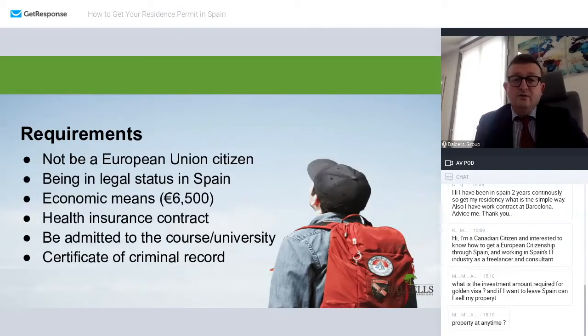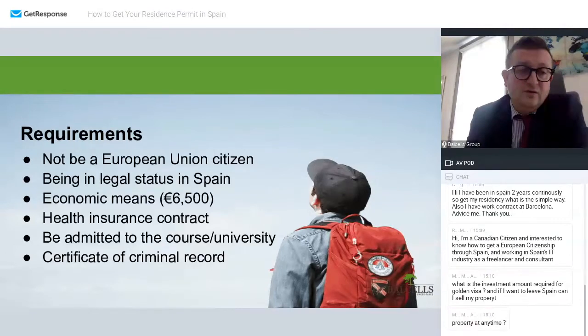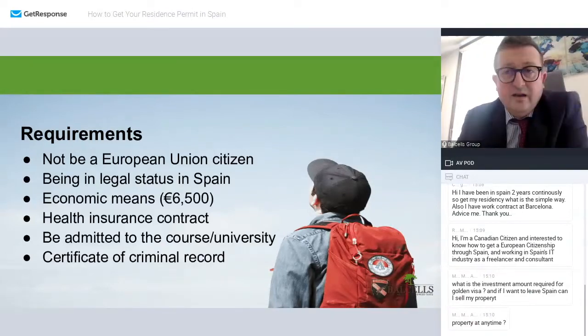What do they require? Not to be European, to have economical means, it's around €6,500, to have private insurance licensed in Spain, €80 approximately, and to be admitted in a course or university of more than 20 hours per week. It's very important, because if it's less, they don't consider it enough to give an authorization to study in our country, in Spain. Additionally to what I said, you need to also bring the criminal records.